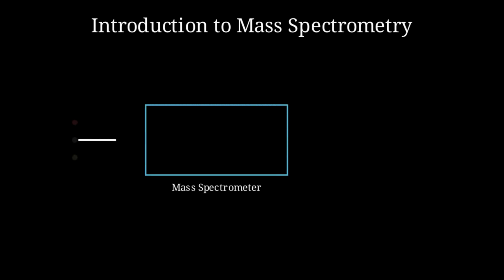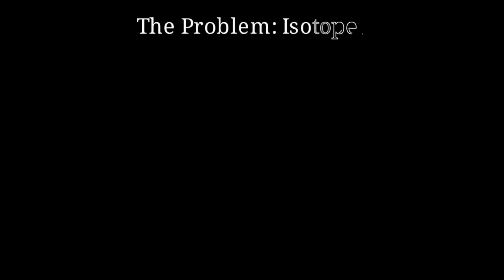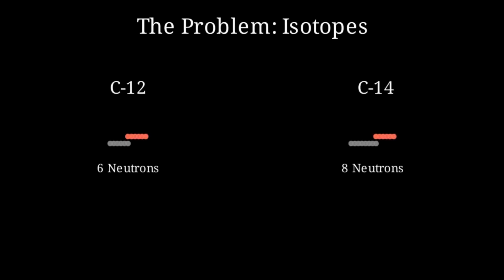Mass spectrometry is a powerful analytical technique used to identify the chemical composition of a sample. By converting molecules into ions, we can manipulate them using electromagnetic fields to reveal their unique atomic signatures and isotopic ratios. Isotopes are atoms of the same element with different numbers of neutrons.